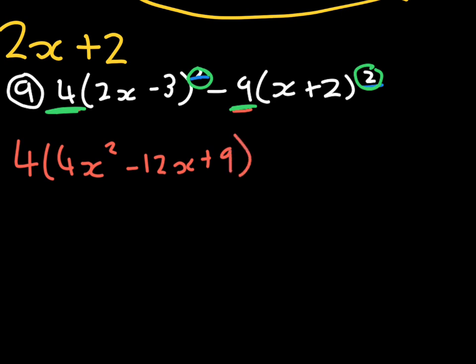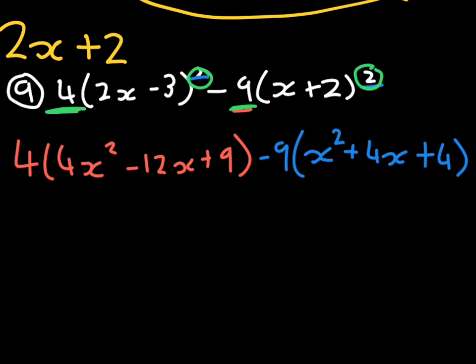For the second binomial, we have a minus 9. We once again are going to use our rule. So we square the first term. We then multiply and double. So we get plus 4x. And then lastly, we square the last term. So this becomes plus 4.